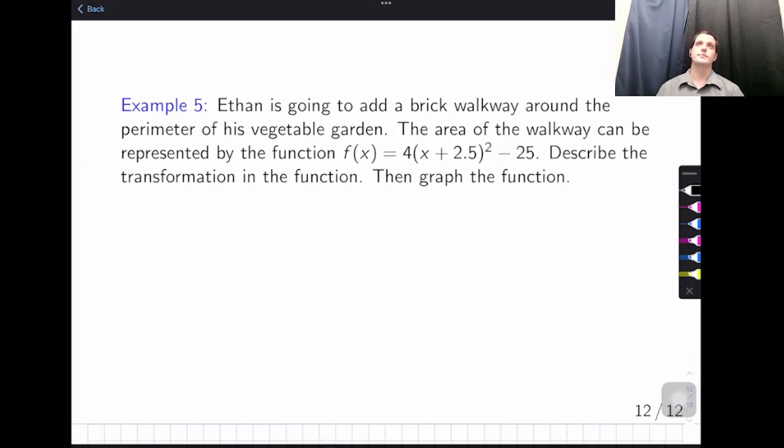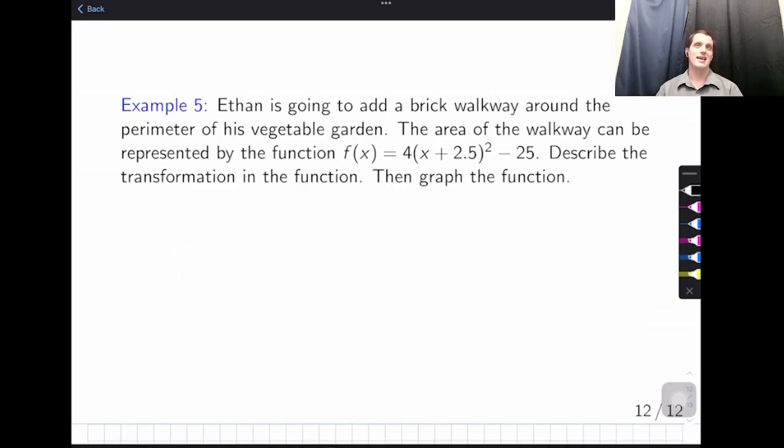We got this. Ethan is going to add a brick walkway around the perimeter of his vegetable garden. The area of the walkway can be represented by the function f of x is equal to 4 times the quantity of x plus 2.5 squared minus 25. Describe the transformation in the function, then graph.